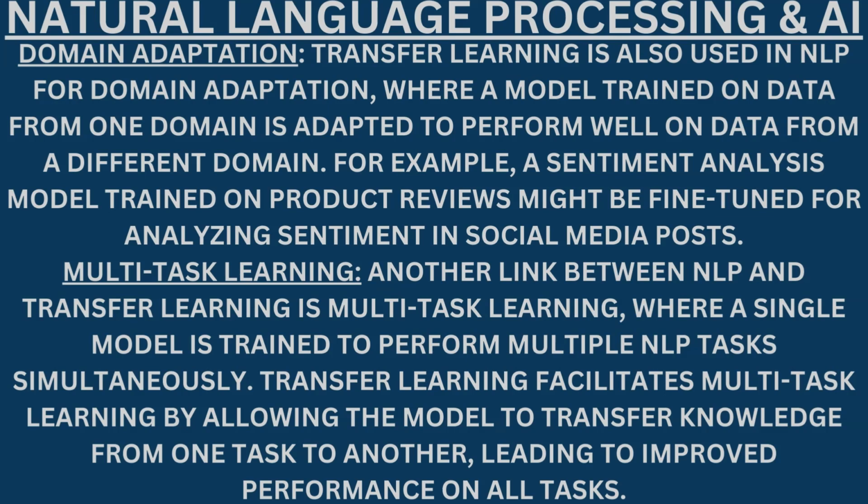Multitask learning. Another link between NLP and transfer learning is multitask learning, where a single model is trained to perform multiple NLP tasks simultaneously. Transfer learning facilitates multitask learning by allowing the model to transfer knowledge from one task to another, leading to improved performance on all tasks.